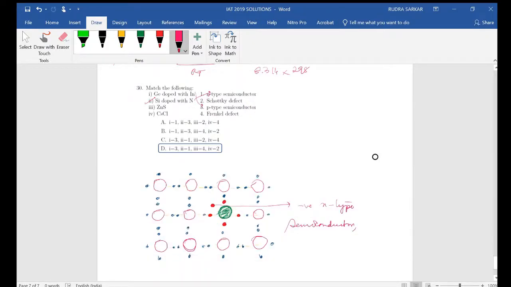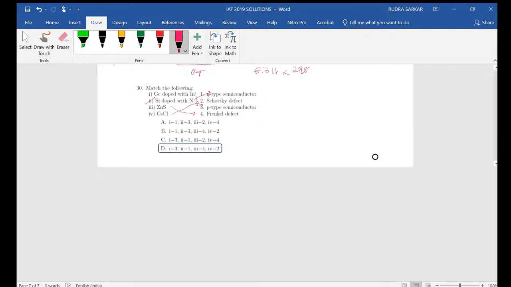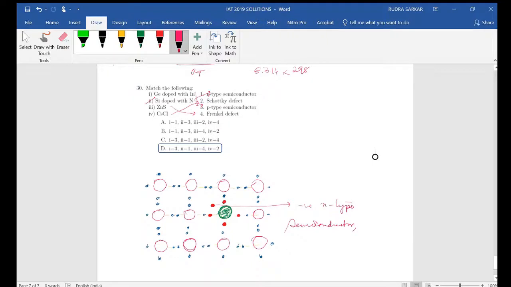For ZnS, it is a memory based question. This will be your Frenkel defect. And for CsCl, it will be your Schottky defect. That way, if we judge, for one we are having P type semiconductor. That means for option 1, Roman 1, we are having numeral 3. For 2, we are having 1. For ZnS, we are having Frenkel defect. So option D is the correct option over here.